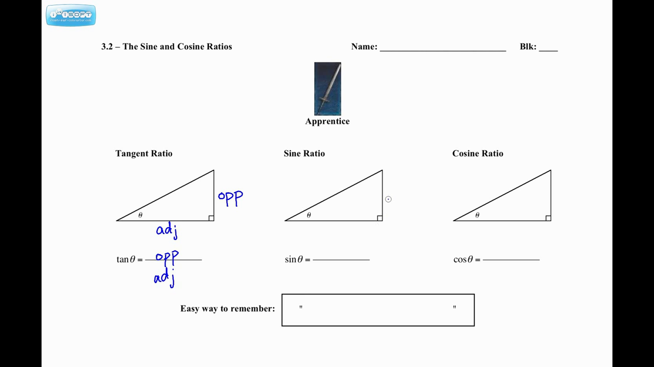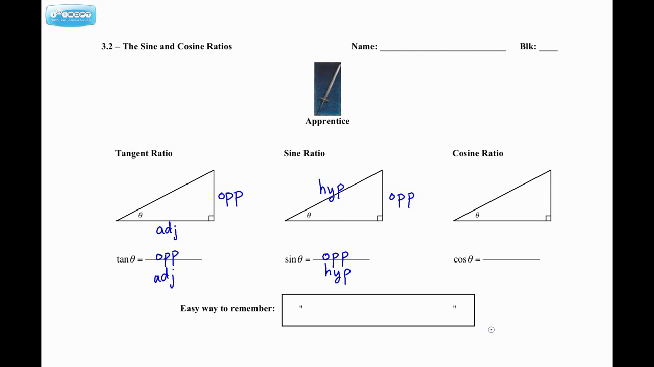So for the sine ratio, here's theta. We use the opposite, just like tan, but we don't use the adjacent. It's not needed. But we use the hypotenuse. So we just use a different set of two sides. The sine of theta is defined as the ratio of the opposite to the hypotenuse. All right, so it's set up exactly like the tangent ratio. We're just using a different side.